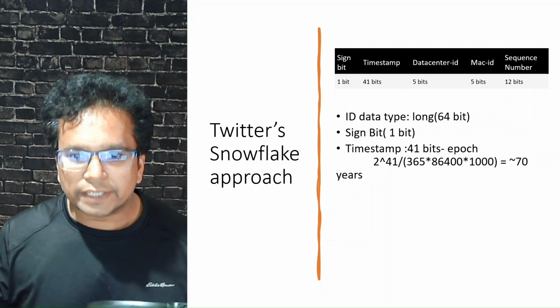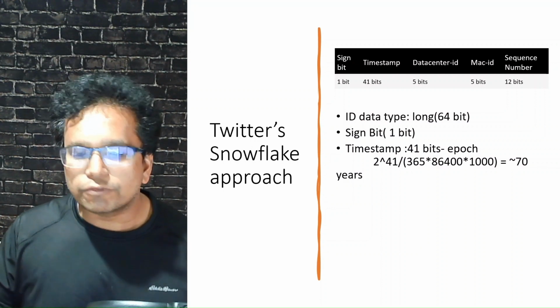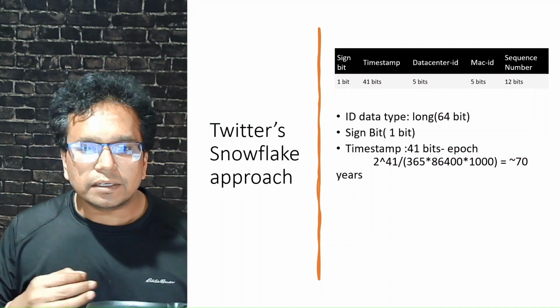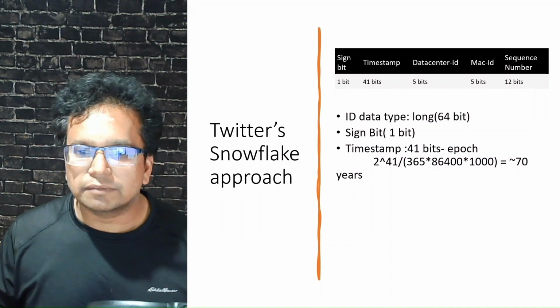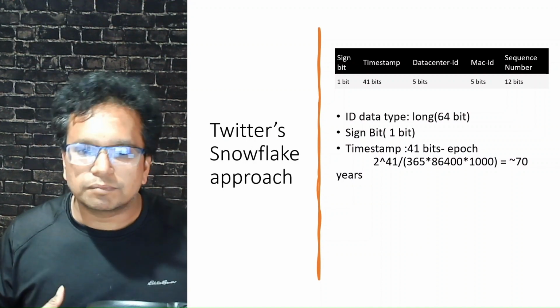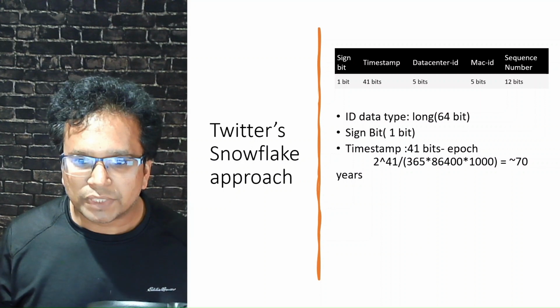The Twitter Snowflake default epoch will be used, and its value is November 4, 2010. We can also initiate our own epoch when we deploy our system. So for example, March 25, 2023, 12 midnight.